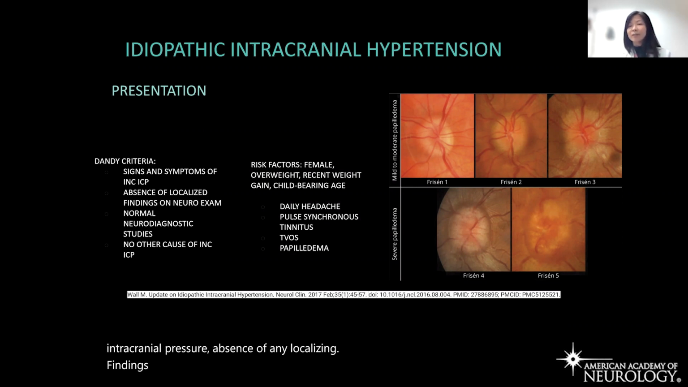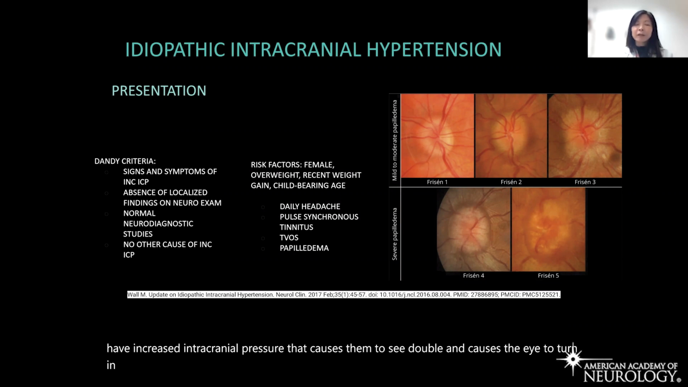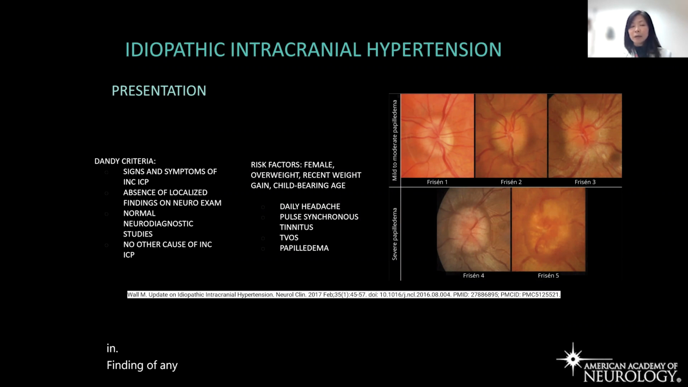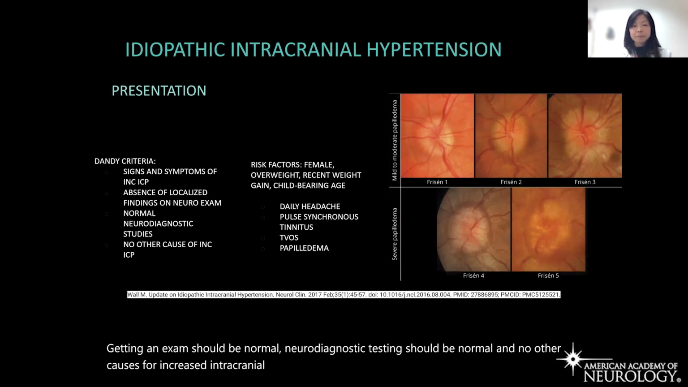One non-localizing finding that you may find is a sixth nerve palsy in some patients who have increased intracranial pressure, which causes them to see double and causes the eye to turn in. Any neurologic finding in an exam should be normal. Neurodiagnostic testing should be normal, and there should be no other causes for increased intracranial pressure, as we said.